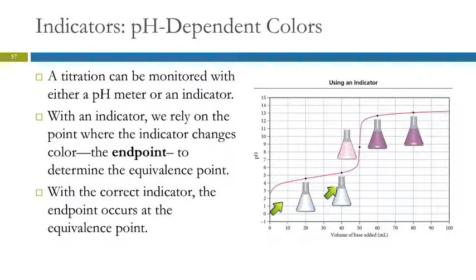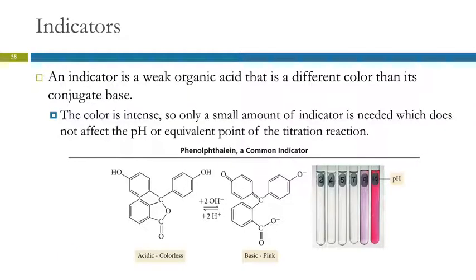So what are these indicators? Well, indicators are weak organic acids, and they have a different color as an acid and as a conjugate base. Phenolphthalein is shown here, a very common indicator. Here's the acid, which is colorless, the acidic form, and the basic form has a very intense pink color.